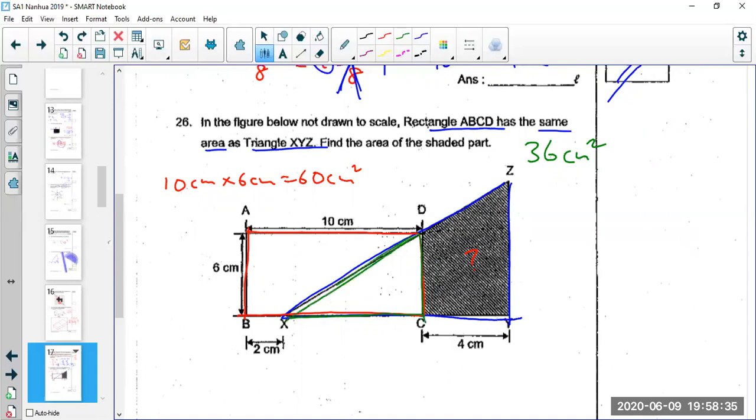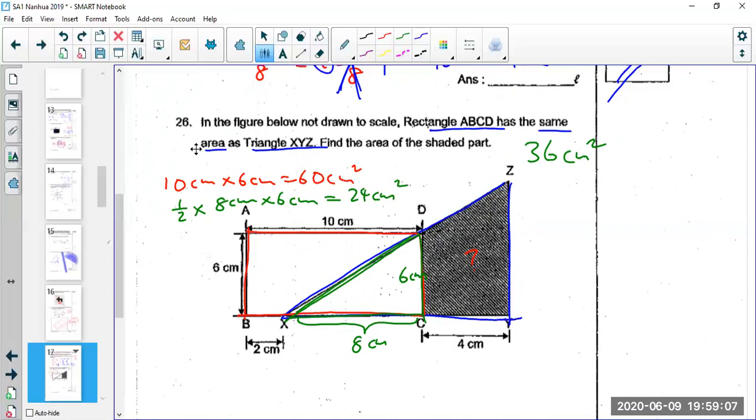Right, this triangle. So this green color triangle. So how do you find? You take half times base. What's the base of this green triangle? All right, the base is 10 minus 2. The base is 8 cm. What's the height? The height of the green triangle is 6 cm, right? So half times 8 times 6. And what do you get? So you have 8 times 6, 48. 48 divided by 2, you get 24 cm squared.